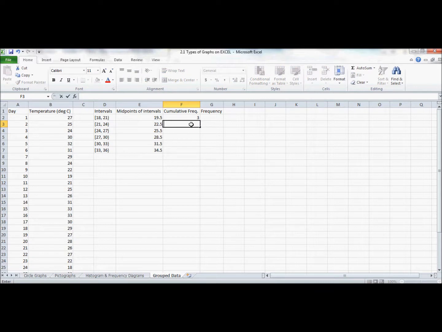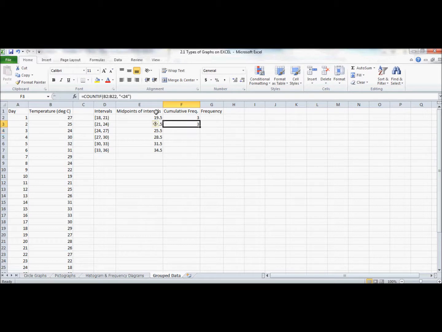For the next one, we're going to do the same thing. So COUNTIF, same range. We're going to go from B2 up to B22. And this time the criteria is going to be that we're looking for values less than 24. Remember, this is the cumulative frequency that we're calculating. So if we count the number that are less than 24, then we're also going to get the ones that are included in this interval.